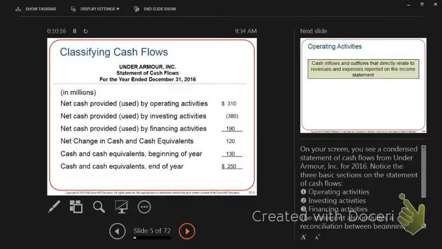Because remember when we did all 4 statements on the board? The income statement goes to the statement of retained earnings, the statement of ending retained earnings goes on the balance sheet, and then the cash number in the balance sheet should equal the ending cash on the statement of cash flows. So this 250 right here is the balance sheet number. This 130 is actually the beginning balance in cash. This is the ending balance.